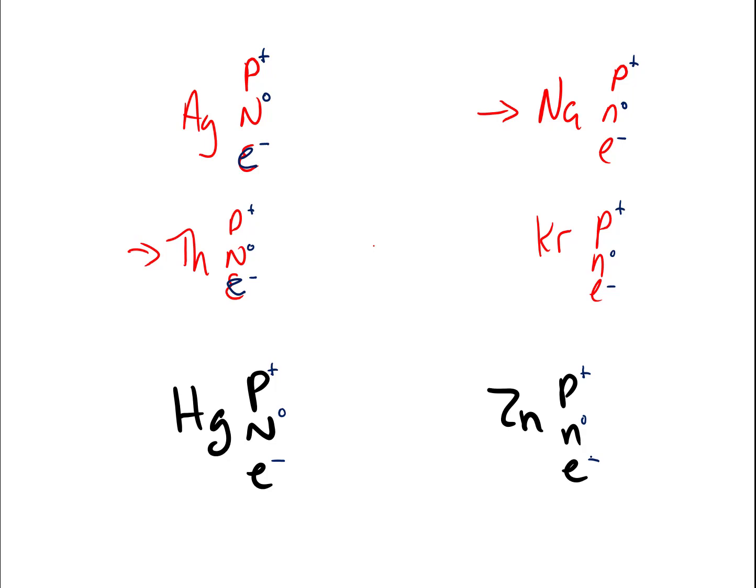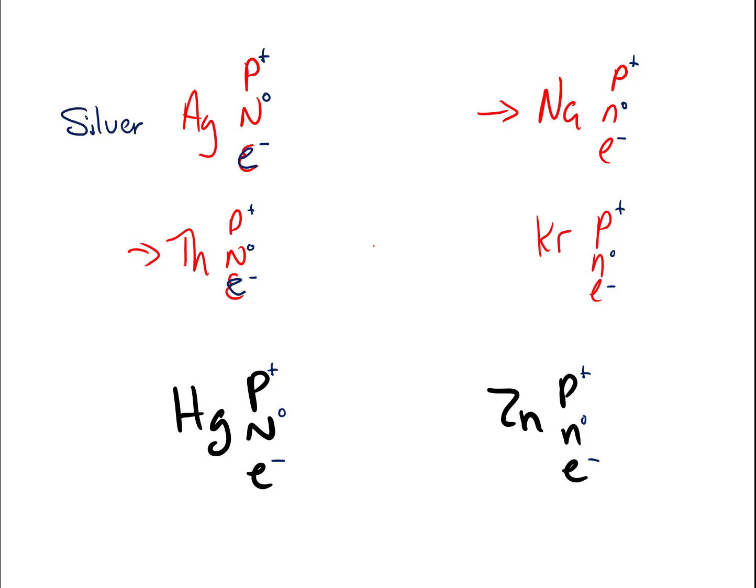The trick in doing these is you don't have to memorize the number of protons, neutrons, and electrons. You just have to remember how to solve for this. So when you look at Ag, find Ag on the periodic table. First off, what is that? Because that's one of the ones you're supposed to know. What is the symbol? Ag stands for silver. So this is silver.